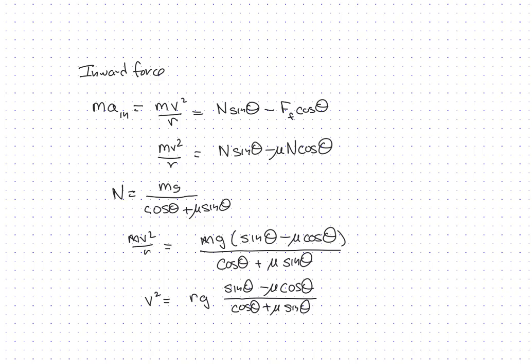Notice that when mu equals 0, if there's no friction, we could write over here mu equals 0, we would get v squared equals rg sine theta over cos theta, which is rg tangent theta. That's exactly the no friction case we got before. Okay, so our expression for the minimum velocity depends on the friction, and it depends on it the way we expect. Let's try playing this back.